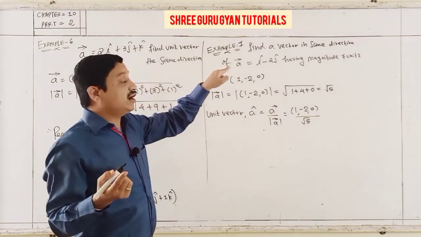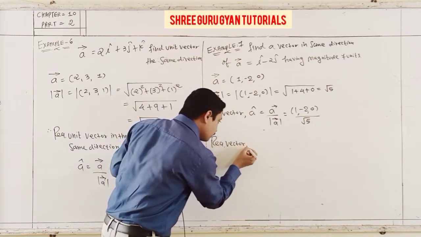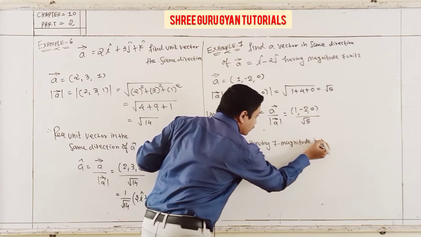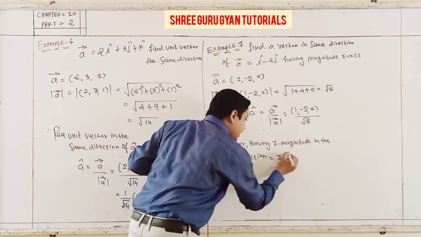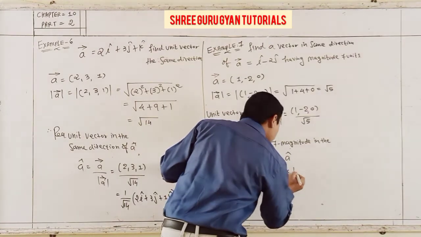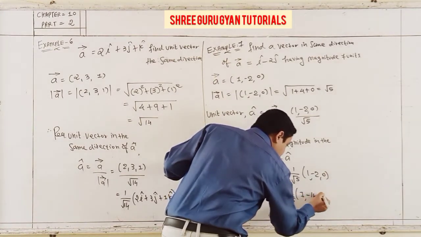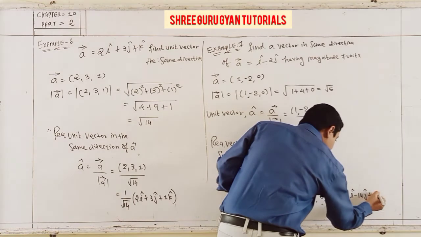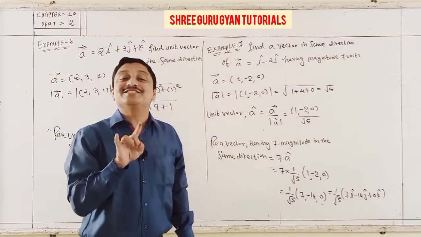Now students wait, read the question: find a vector in the same direction having magnitude 7 units. So the required vector having 7 magnitude in the same direction. That's why I take positive, 7 times a cap. If the opposite direction is given, then minus 7 times a cap. So 7 times a is 1 by root 5, 1, minus 2, 0. It means 1 by root 5, 7, minus 14, 0. So finally I write 1 by root 5, 7i minus 14j plus 0k, and that's the target. It's your magnitude 7 with your unit vector in the same direction.